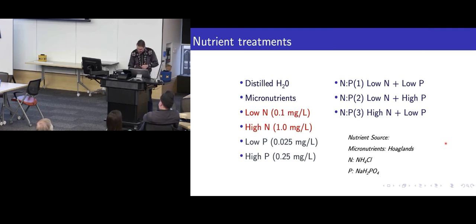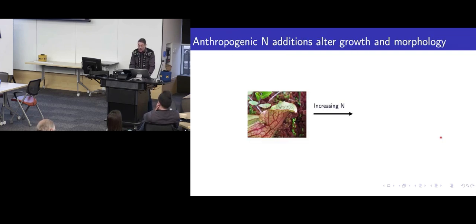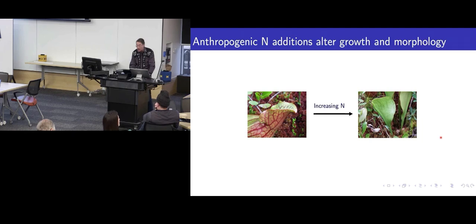And then we wait and we measure some attributes of the plant, including the size of the pitcher opening, the keel or flat part of the leaf. And we can turn those into measures of the relative keel size here on the x-axis and the relative tube diameter on the y. So on this axis here, I've arrayed the different treatments that we have set up. And what you'll see is that as we add more nitrogen and more nutrients to the system, we shift down this slope, moving from a round tube that fills up with water towards a flat phyllode leaf. So it's a transformation of the leaf from this trapping structure to this flat phyllode.